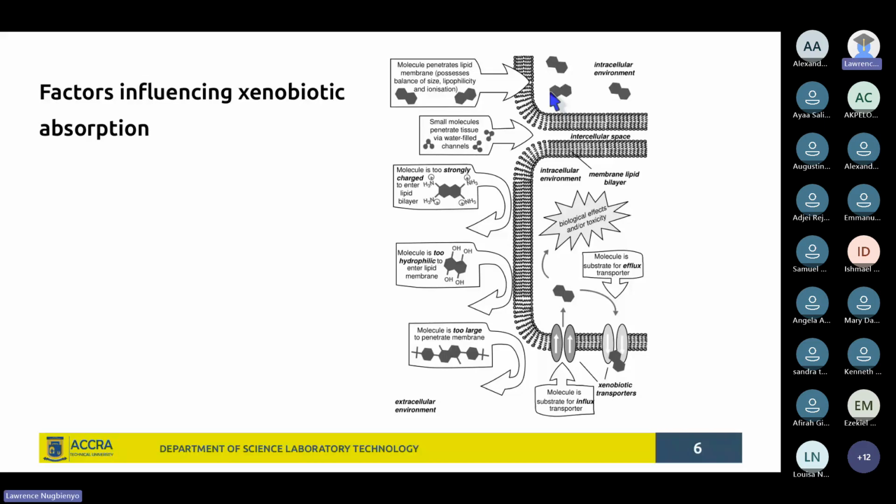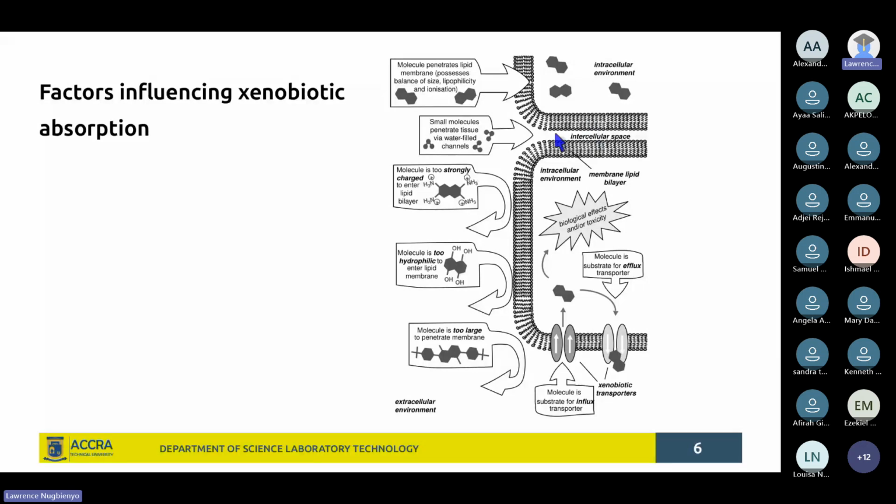Then also the process of ionization of substances. When we come to the next one, we will see that substances that have some strong charges on them have difficulty passing through. So we'll leave ionization and go to the next, which is the fact that, yes, molecules can also penetrate through, say, intercellular spaces, and can easily get into the cell through there.